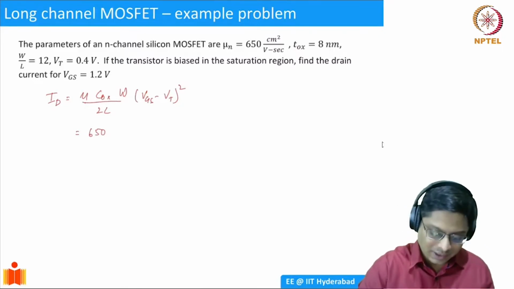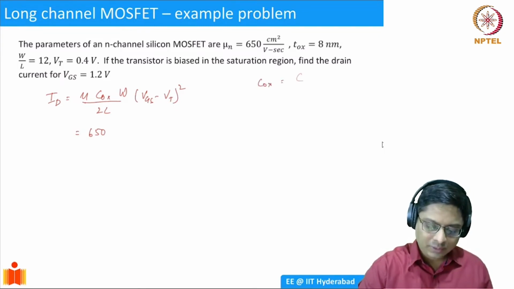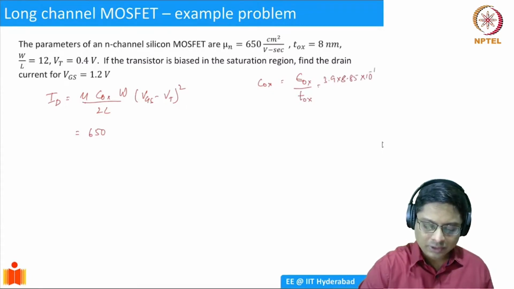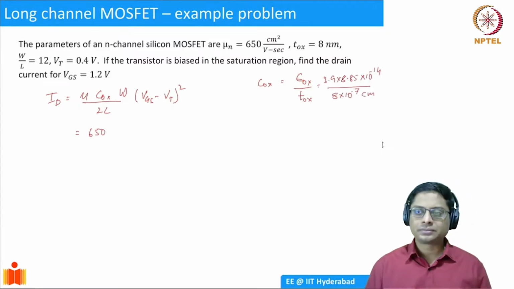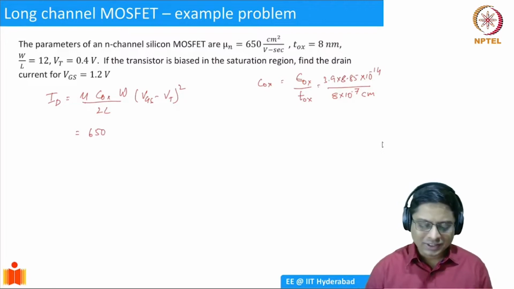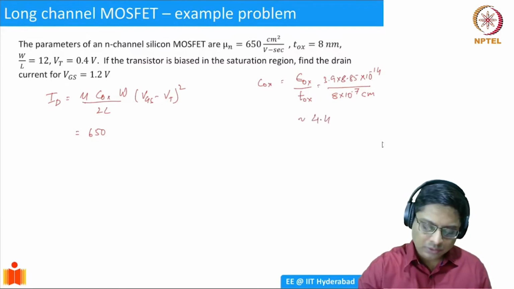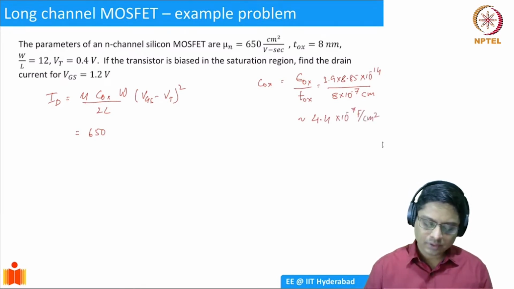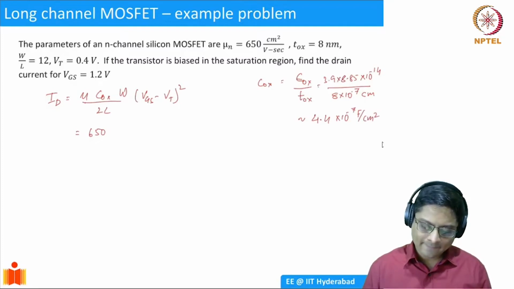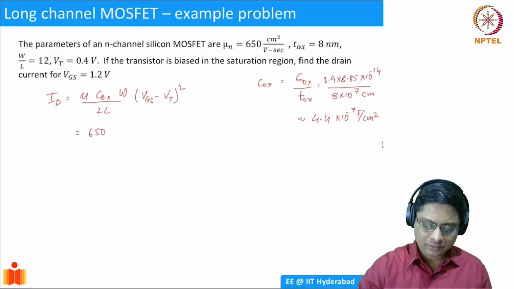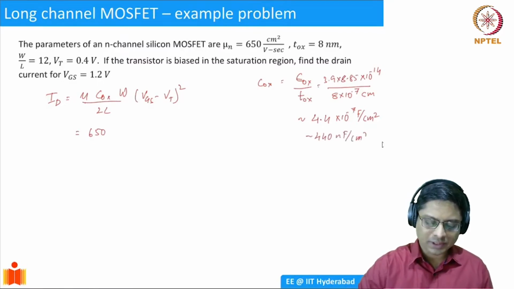What is Cox? We did it for the MOS caps. This will be epsilon oxide divided by thickness of the oxide. This will be 3.9 into 8.85 times 10 power minus 14 divided by Tox, which is 8 nanometers, so 8 into 10 power minus 7 centimeters. I can say that 3.9 is approximately equal to 4. So 4 divided by 8, so 2. That will be approximately equal to 4.4 into 10 power minus 7 farad per centimeter square. That should be 440 nanofarads per centimeter square. That's a typical number.